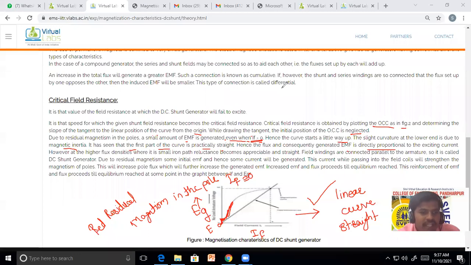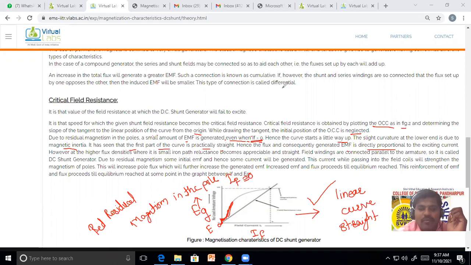Due to residual magnetism, some initial EMF and hence some current will be generated. This current, while passing into the field coil, will strengthen the field flux, that is, it will strengthen the magnetic poles, and this will increase the pole flux and will further increase the generated EMF. Then the generated EMF increases. So the increased EMF and flux build up till equilibrium is reached.